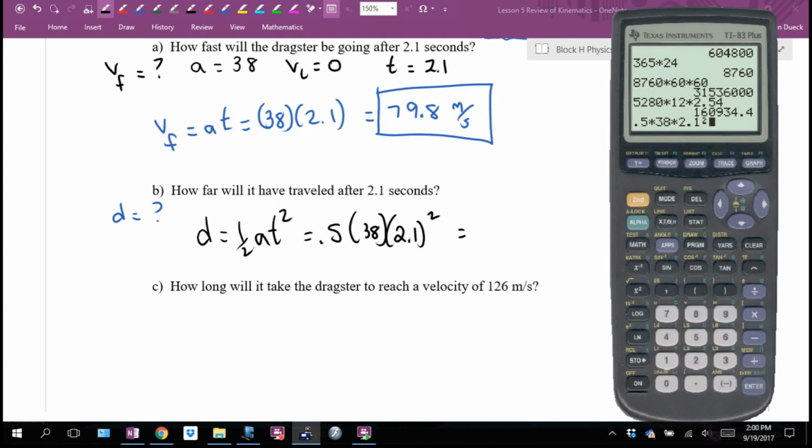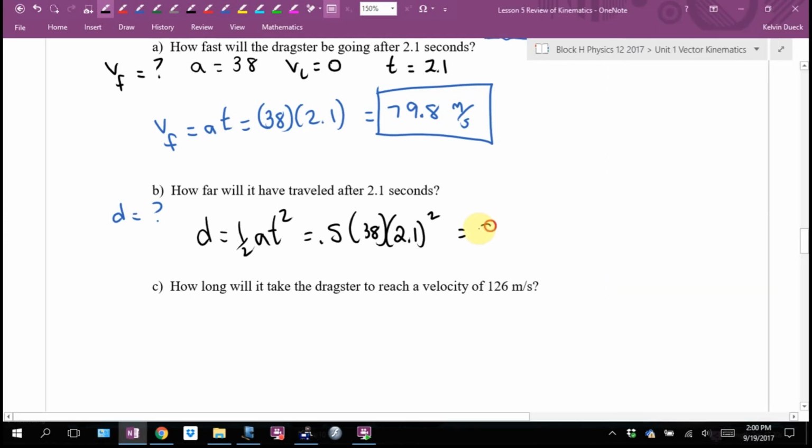It's going to be a little bit bigger than 80, because 2.1 squared is really close to 4. Half of 4 is 2. It's going to be roughly 38 times 2. 83.8? Units, how far? Meters.